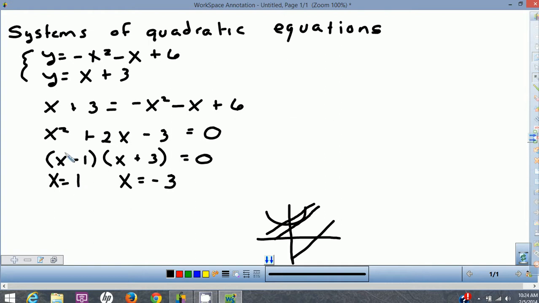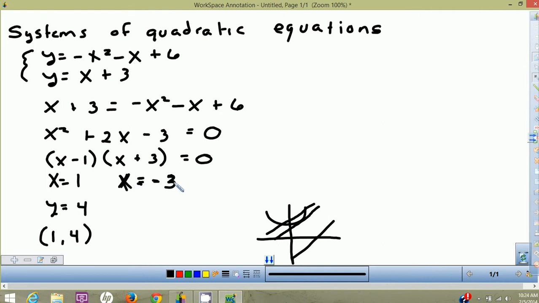So I'm going to take this 1 and plug it back into the simplest of my two equations. I'm going to put it back into y equals x plus 3. Well, when I do that, 1 plus 3 is 4. I get y is equal to 4, which means my first point of intersection in this graph is 1, 4. I also have to do the same thing here. x plus 3 equals 0. x is equal to negative 3. If I take that negative 3, I plug it back in for my x, I get a value of 0 for y, and my point of intersection is negative 3, 0.